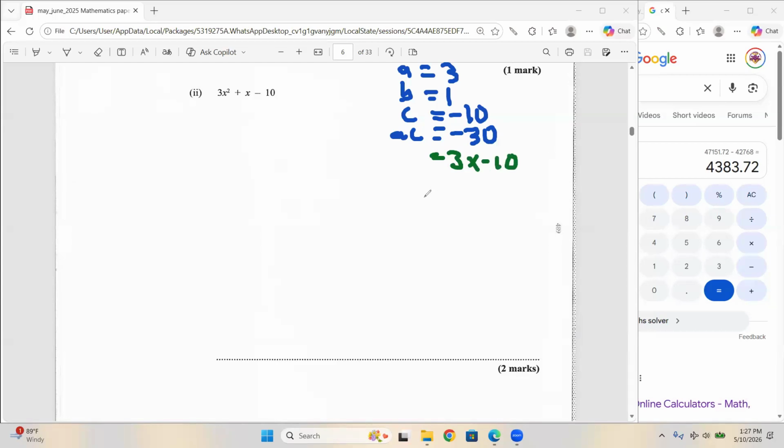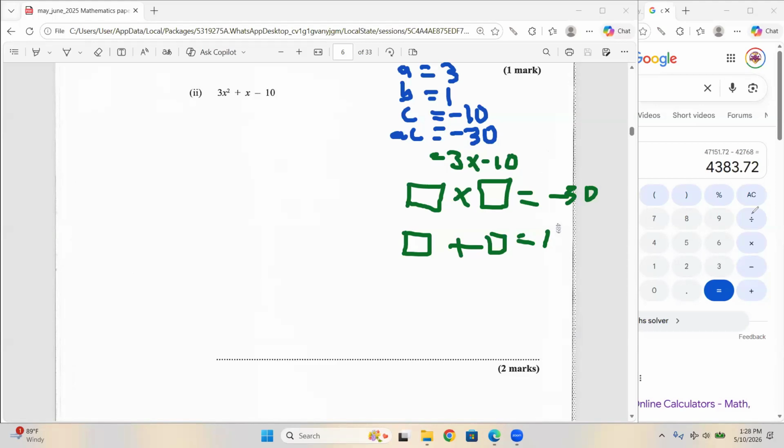Negative 30, okay? So we need two numbers. And when those two numbers are multiplied, we must get AC, which is negative 30. And the same two numbers, when we add them, or we put an addition sign between them, we must get B, which is positive one. Negative 5 by 6 gives you a negative 30. Negative 5 and 6 give you 1.